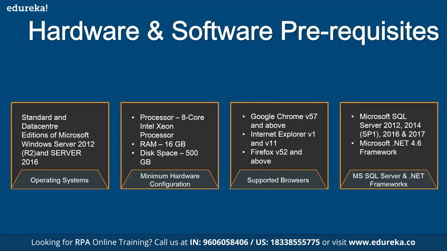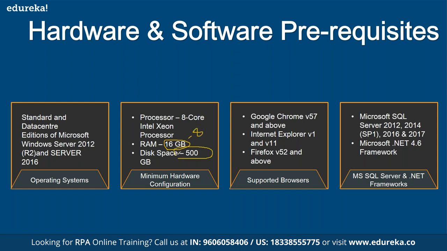So how does the Automation Anywhere installation work? Before even installing Automation Anywhere, we need to have these requirements, the prerequisites. You need to have a Microsoft operating system, like Windows Server 2012 or greater. For RAM, the max is 16 GB, but I would say 8 GB also will work. If you have 8 GB of RAM, it will work.